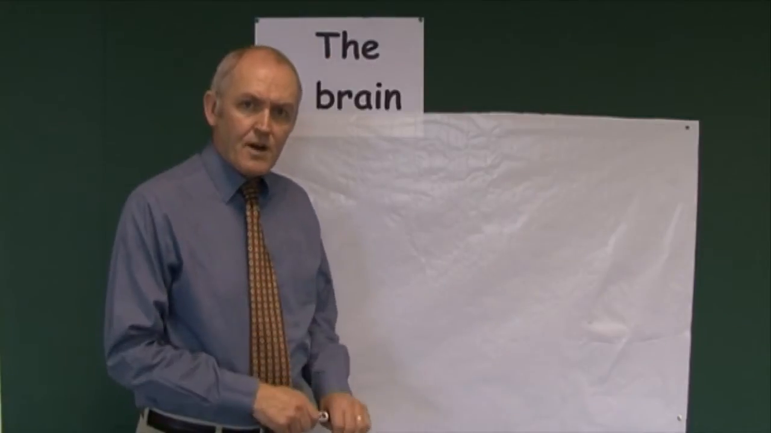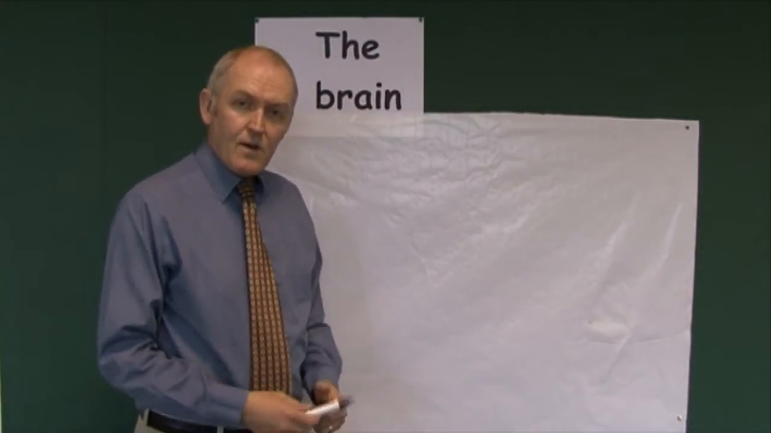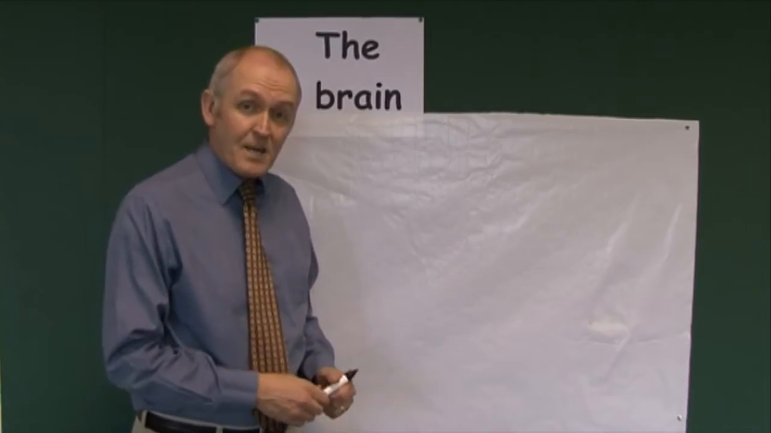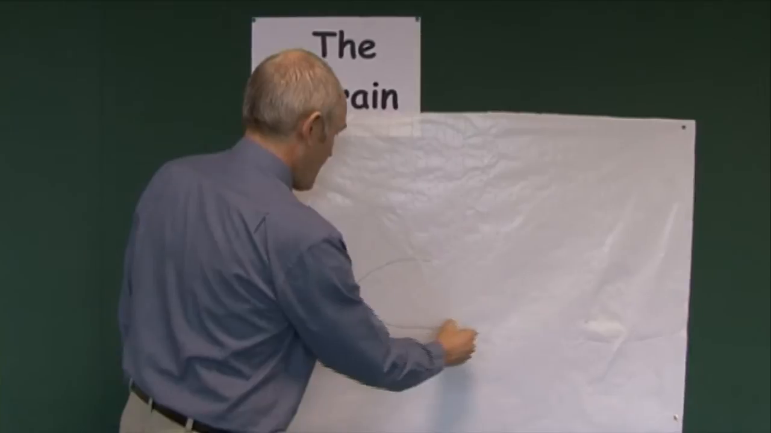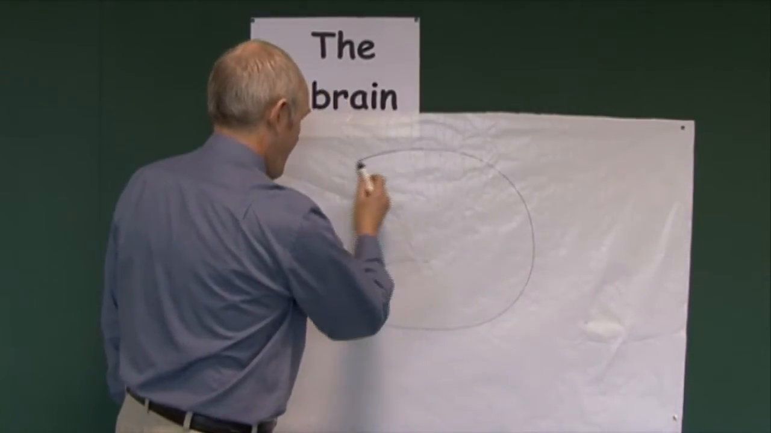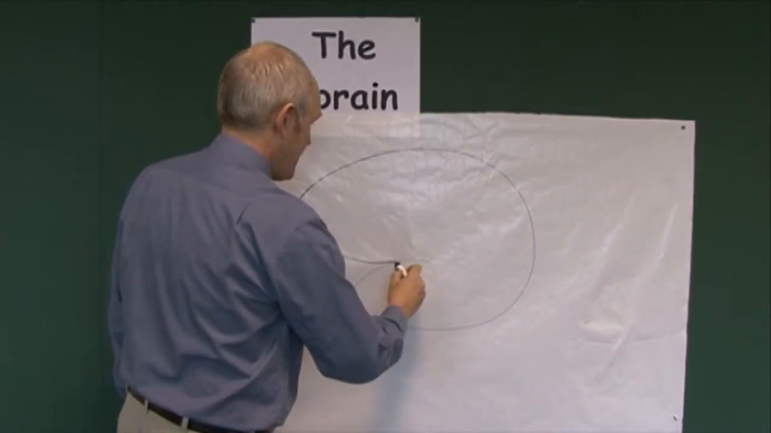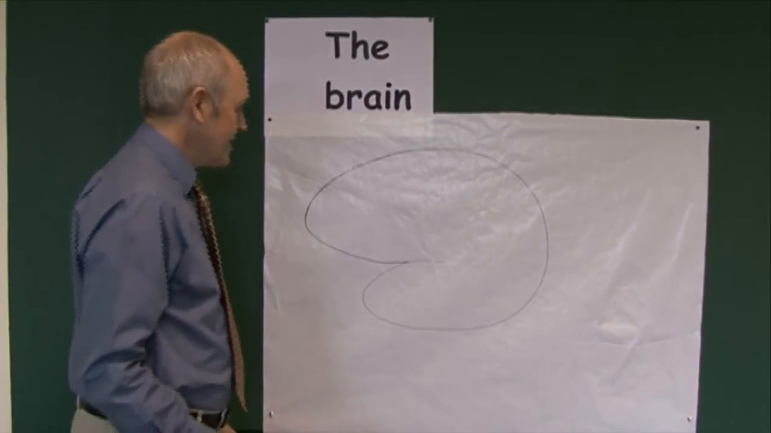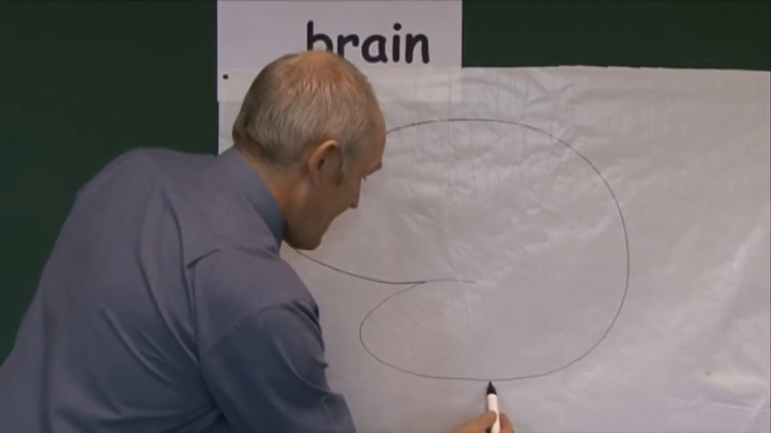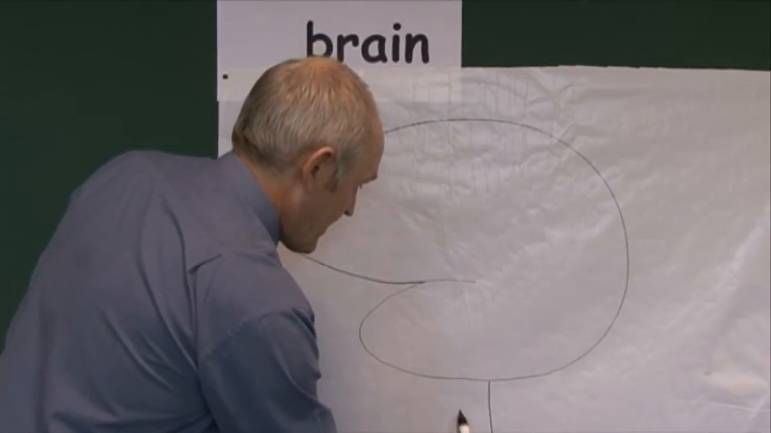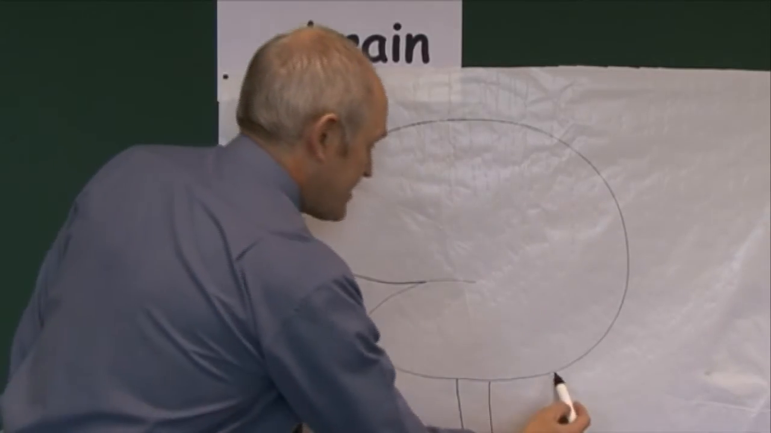Let's think now about the overall structure of the brain. Now, a good way to think about the brain is it's a bit like a boxing glove. So if we draw sort of a boxing glove like this, this is rather similar to the brain. And below at the front we have the brain stem. And behind that we have the cerebellum.